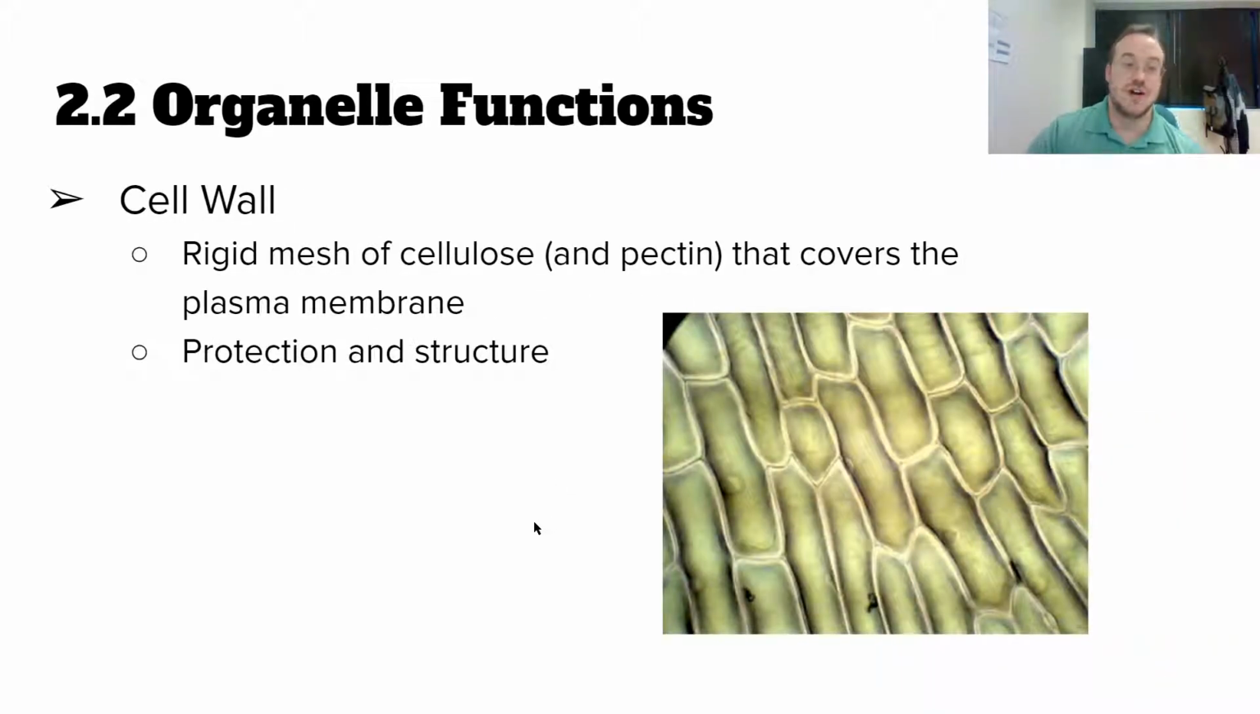Plant cells also have a cell wall, which is a kind of exterior wall or mesh of cellulose. Sometimes pectin is also inside it, that covers the plasma membrane. So remember, rigid mesh of cellulose covers the plasma membrane. So it's on the outside of the plasma membrane. It gives protection and structure. Plants don't have bones, right? They rely on this cell wall to give them structure.